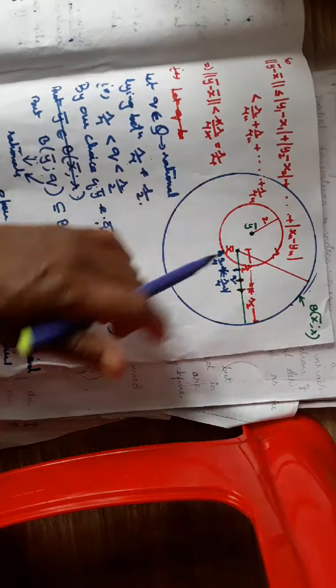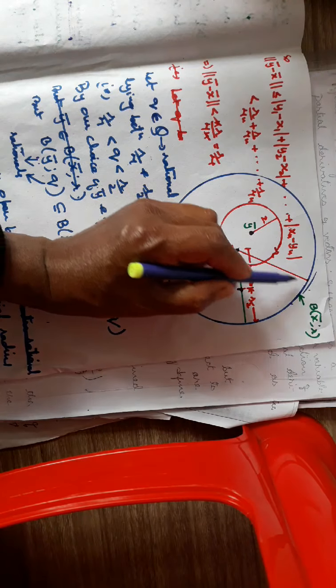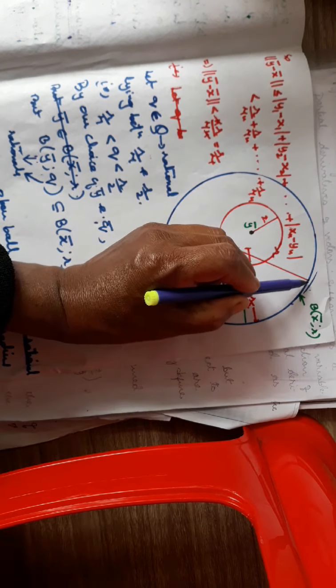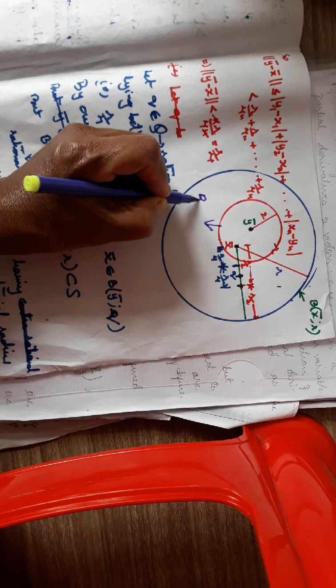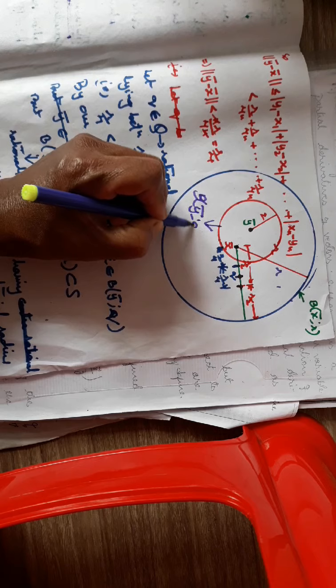So as you can see here, this is an open ball centered at X bar and radius r, whereas this is an open ball centered at Y bar and radius q. I'll explain to you.